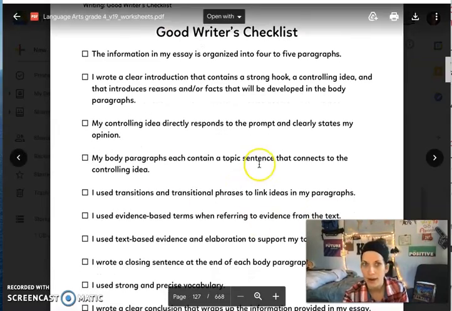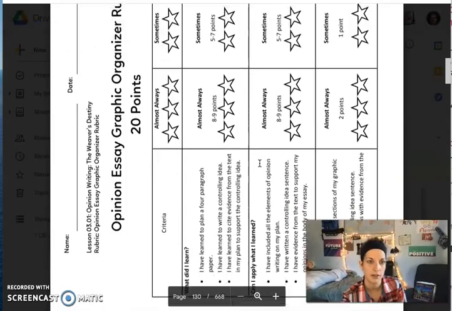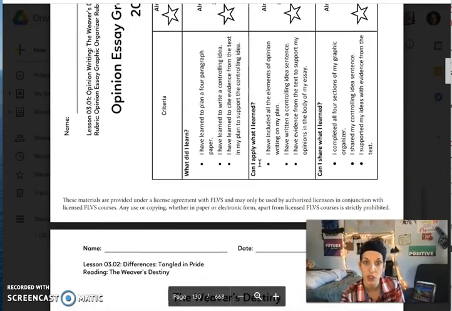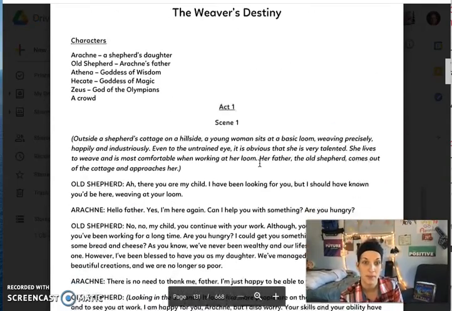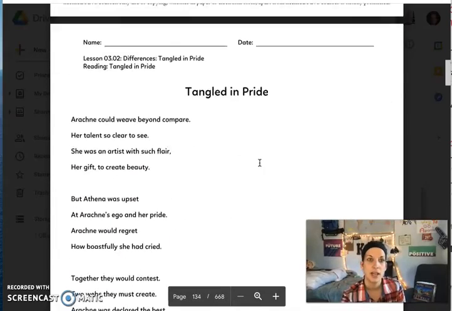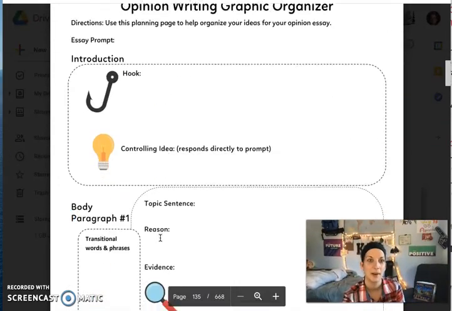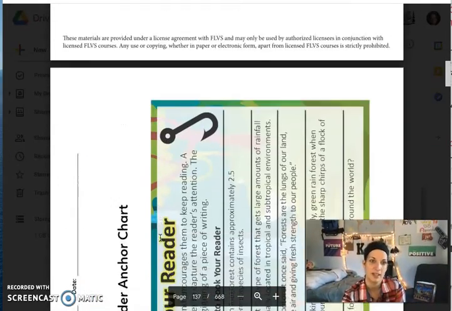You'll get this good writer's checklist. Okay, you've got your graphic organizers. You've got your rubric, which shows what you should be able to do. And you're using The Weaver's Destiny. And you're using, here's another one, Tangled in Pride. It's a poem about the play that you've read. Okay, have some fun with this.